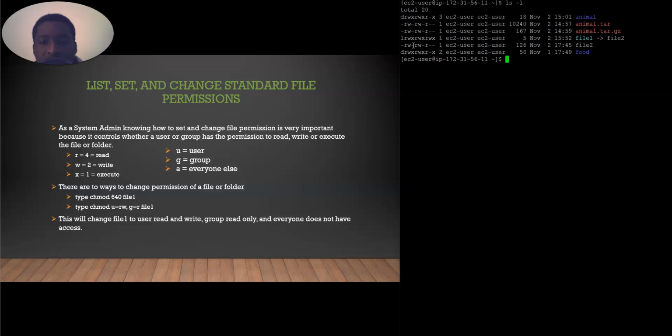The first 3 values are the permission of the user. The second 3 values are the permission for the group that owns the file. And lastly, the last 3 values are for everyone else. With file 2, the user can read and write, the group can read and write, and everyone else can read only.